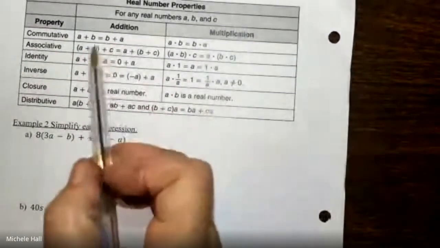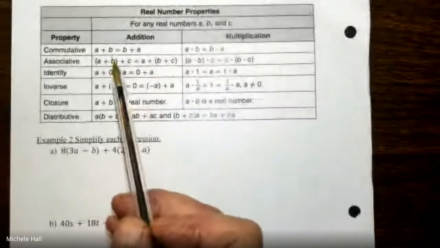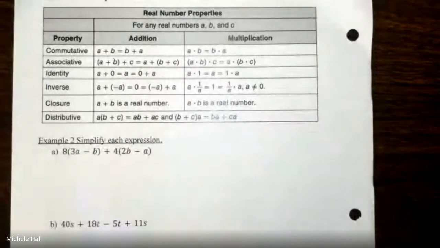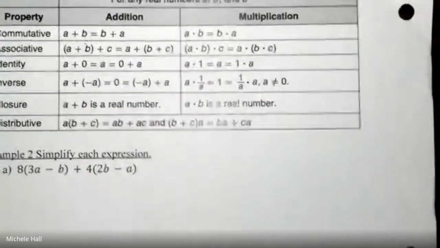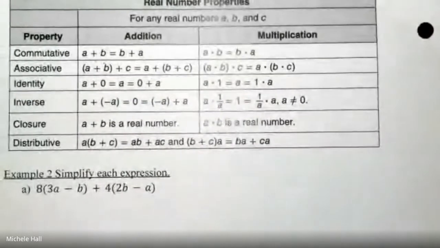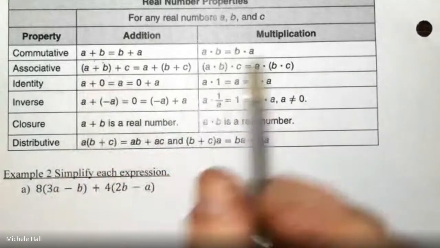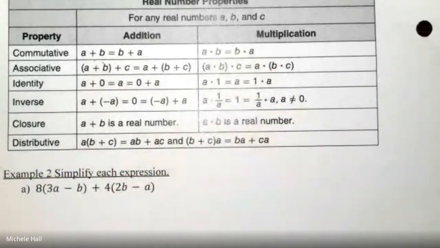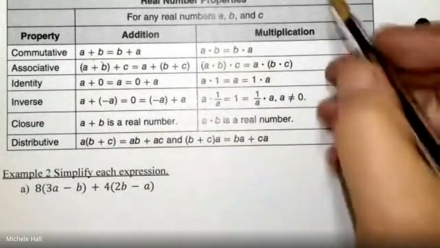Commutative property, we have of addition and multiplication. A plus B is the same thing as B plus A. A times B is the same thing as B times A. In your own words, what would you say the commutative property was about? Just looking at the left and to the right. In your own words, what would you say is happening? They're flipping, they're switching. This is about order.